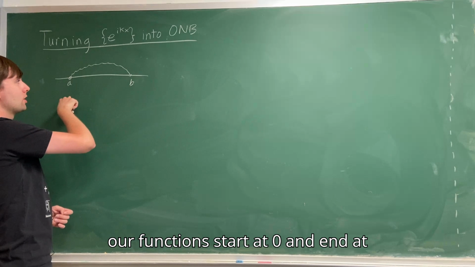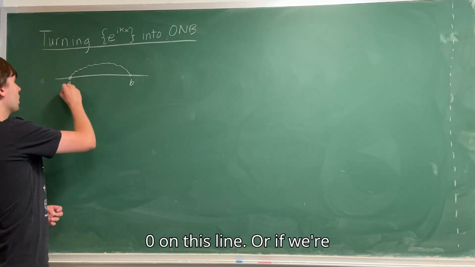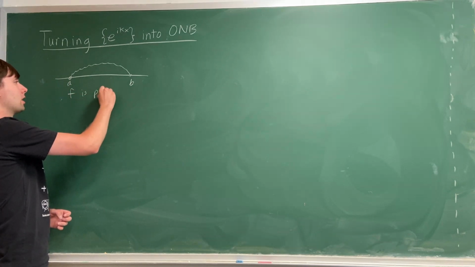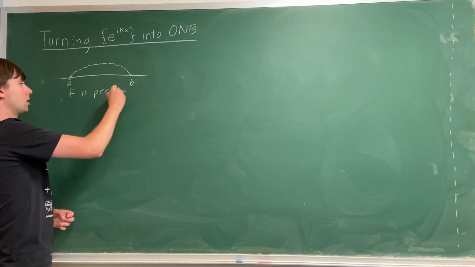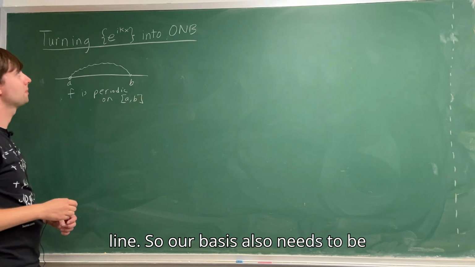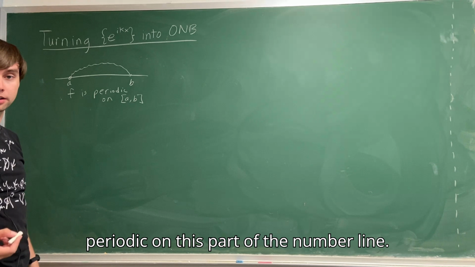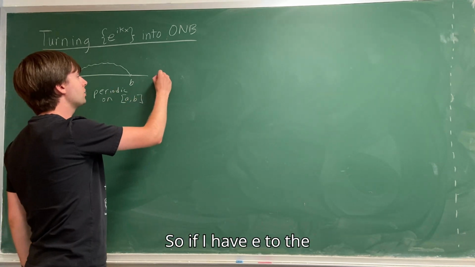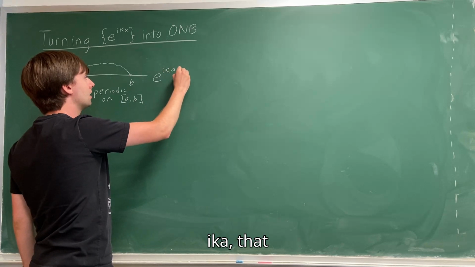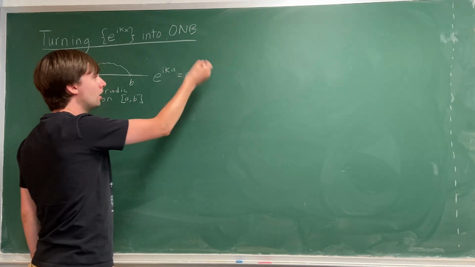Our functions start at 0 and end at 0 on this line. Or if we're going to extend this out, we say that the function is periodic on this part of the number line. So our basis also needs to be periodic on this part of the number line. So if I have e to the i k a, that better be equal to e to the i k b on the other end.